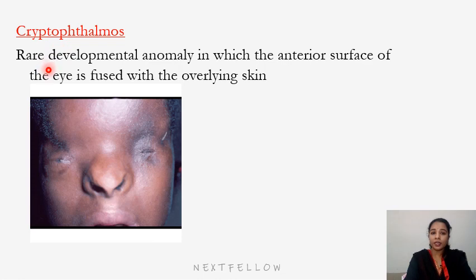Cryptophthalmos, a rare developmental anomaly in which the anterior surface of the eye is fused with the overlying skin. So the eye has no opening because the anterior surface of the eye is fully fused with the overlying skin. This condition is called as cryptophthalmos.